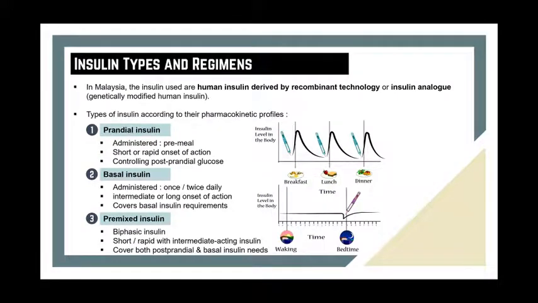Insulin therapy in Malaysia is fully derived by recombinant technology, or genetically modified human insulin. The types of insulin, according to their pharmacokinetic profile, are prandial insulin, basal insulin, and premixed insulin. Prandial insulin is administered pre-meal, or before the meal, because of its short or rapid onset of action in controlling the postprandial glucose excursion.